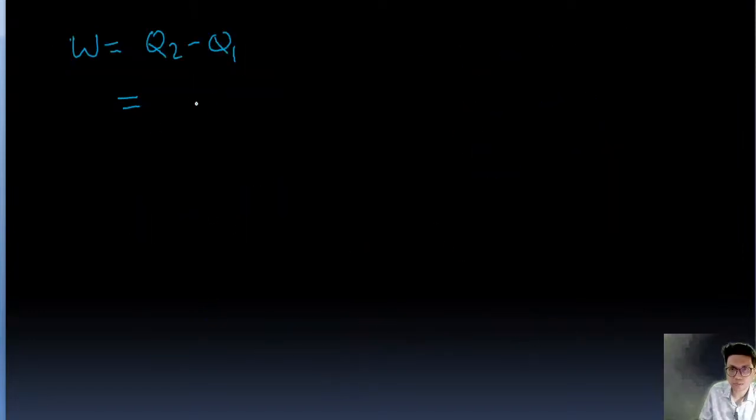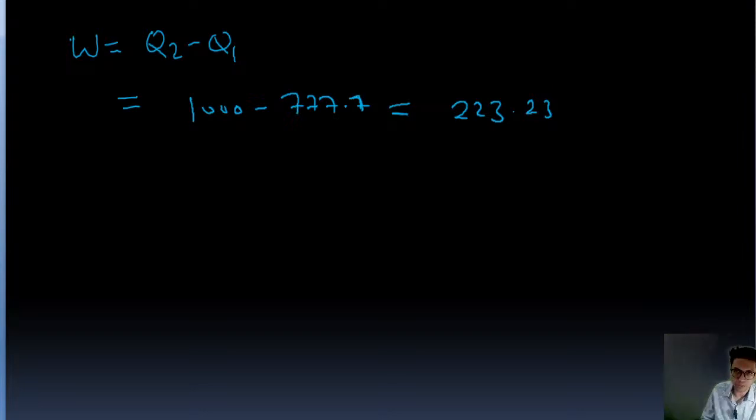So W is going to be Q2, we have this one, and Q1 is this, so this is 1000 minus 777.7, right? So this value is going to be 223.23 if work done is asked in the question.